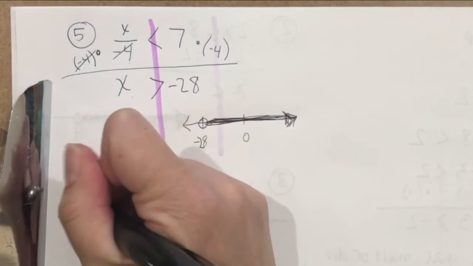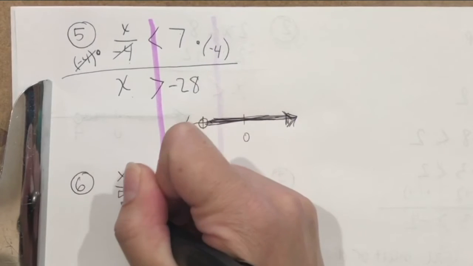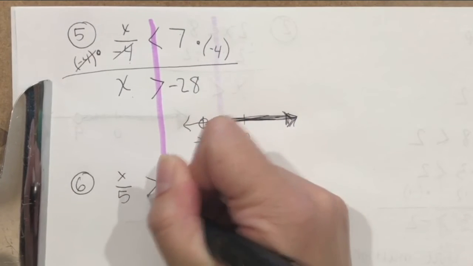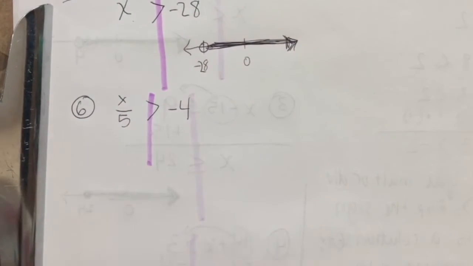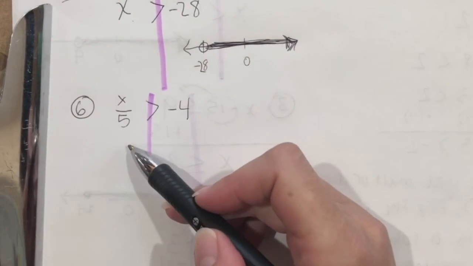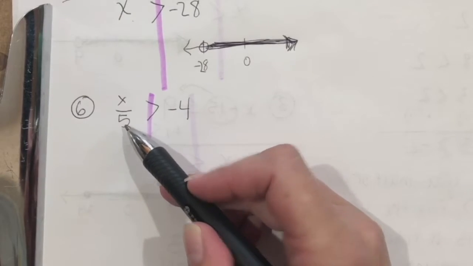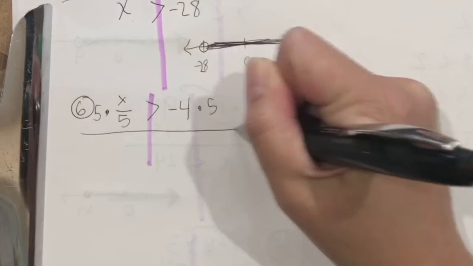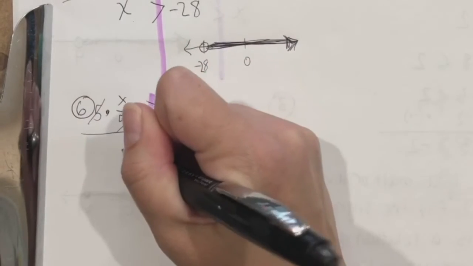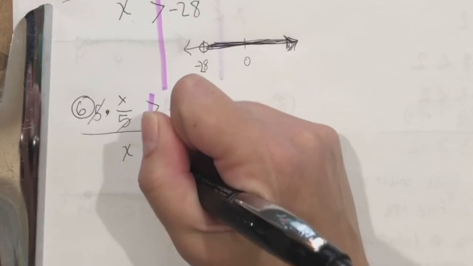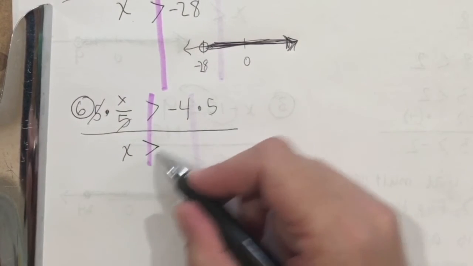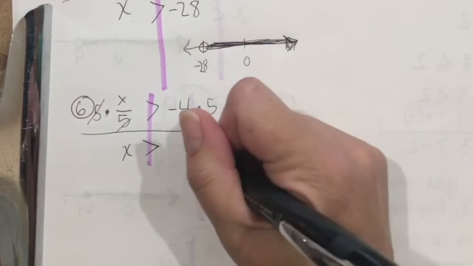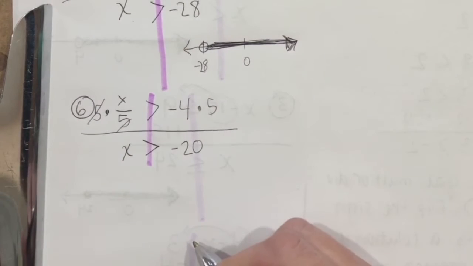Number 6. X divided by 5 is greater than negative 4. So we're going to follow the same process here, but we're going to multiply by a positive 5. So times 5, times 5. That cancels. X is greater than, because we multiplied by a positive 5, not a negative. X is greater than, so 4 times 5 is 20, and that's negative.